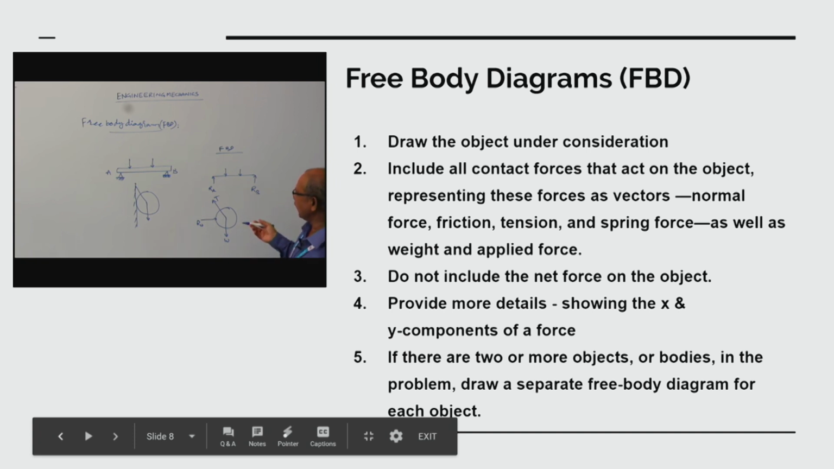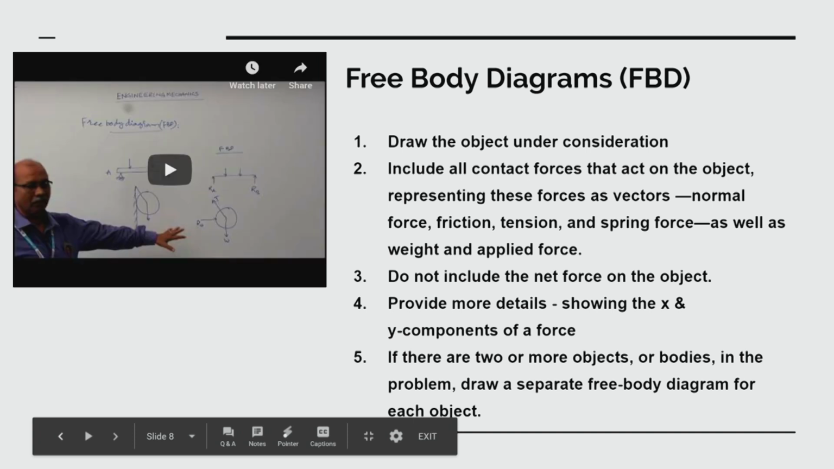Then we use the equations of equilibrium. Having constructed the free body diagram, now write down the equations of the system and solve it for the solution.